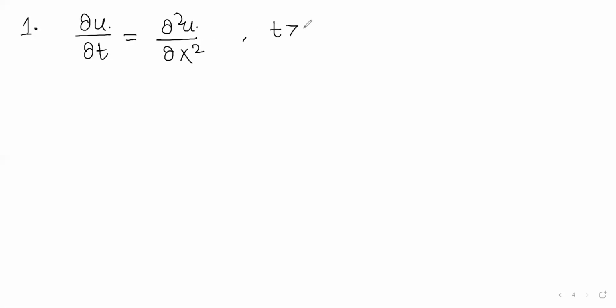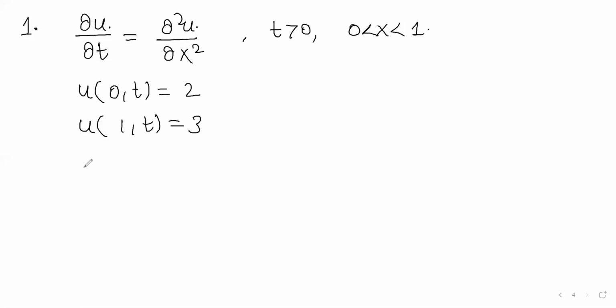And you have t greater than 0, 0 is less than x is less than 1. Okay, so here in this regard, what we have is u of 0 comma t is 2, and u of 1 comma t is 3, and u of x comma 0 is x into 1 minus x. Now I want to know how to solve this.